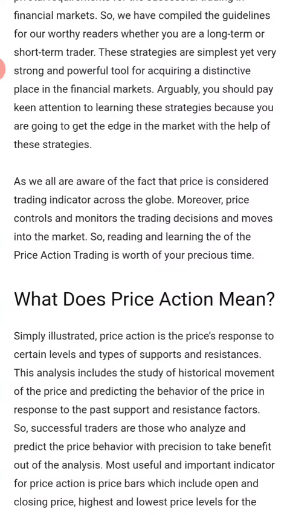Arguably, you should pay keen attention to learning this strategy because you are going to get the edge in the market with the help of these strategies. As we all are aware, price is considered the trading indicator across the globe. Moreover, price controls and monitors the trading decisions and moves in the market. So, reading and learning price action trading is worth your precious time.